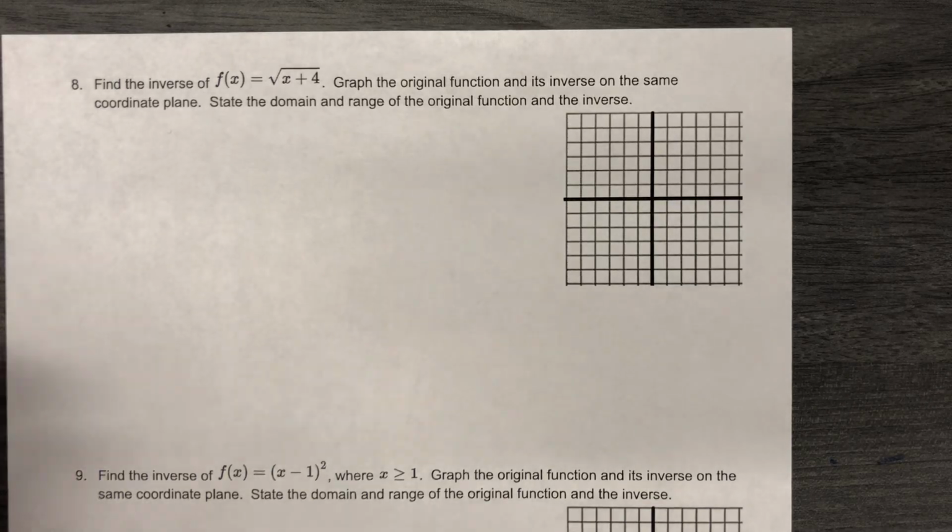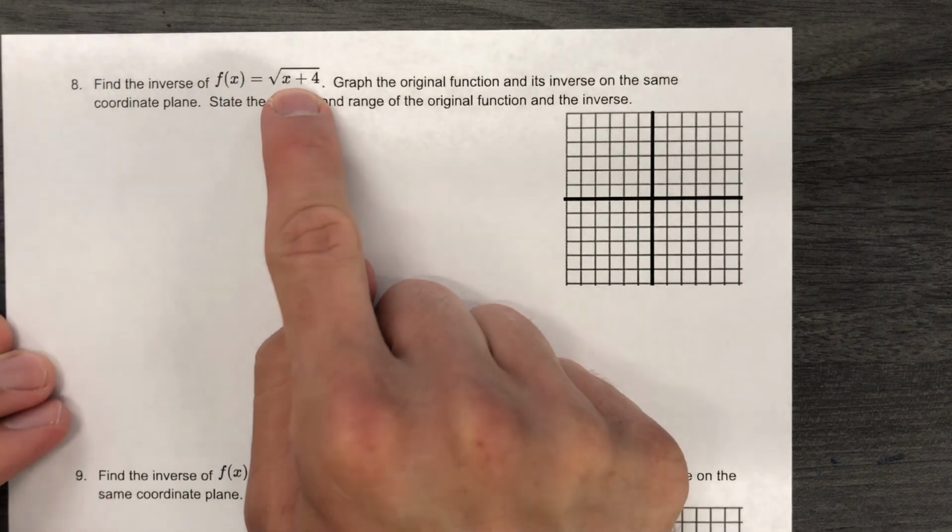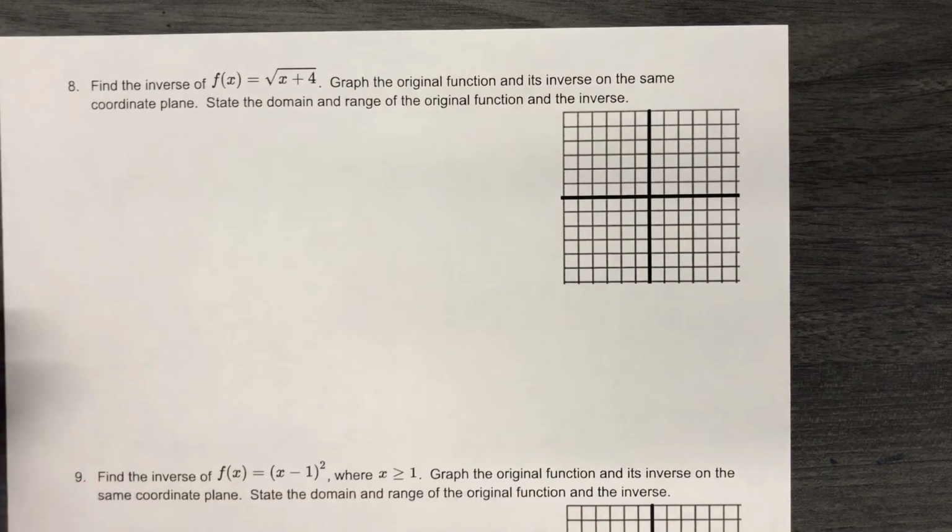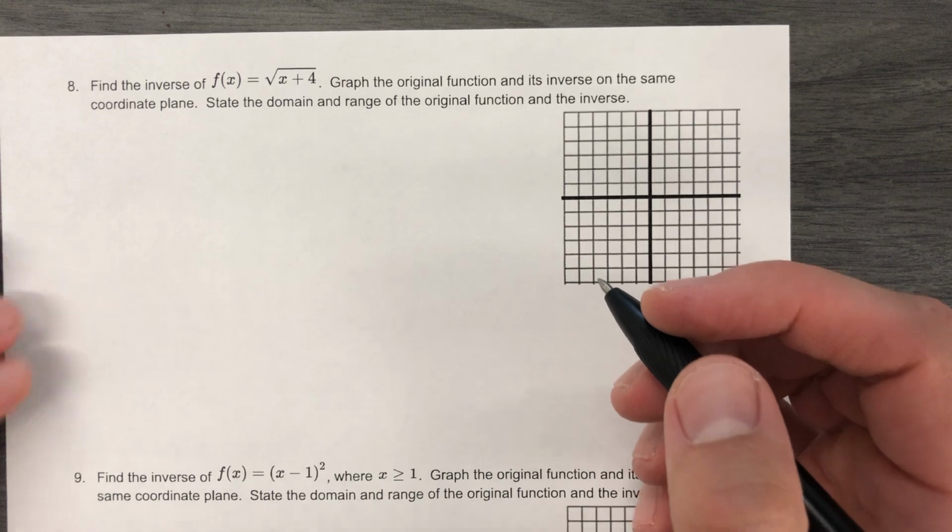We are going to find the inverse of f of x equals square root of x plus 4. We're going to graph the original function and its inverse on the same coordinate plane. Let's actually start with that. So let's plot the original function, and we will start by doing what we know to do.